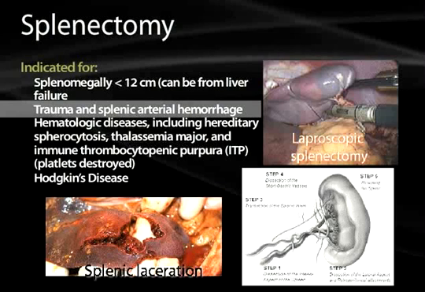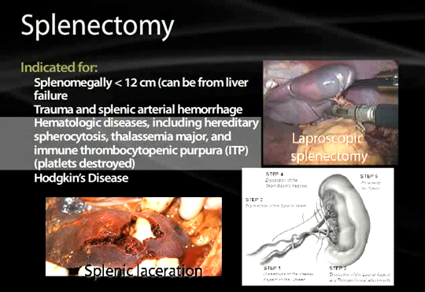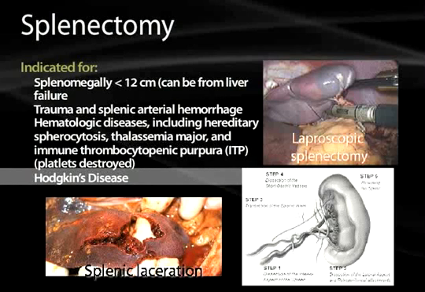There can be any number of blood diseases such as spherocytosis, thalassemia major, and ITP, where the platelets are destroyed, or even Hodgkin's disease. And in the bottom, you can see a splenic laceration as a result of an automobile accident.